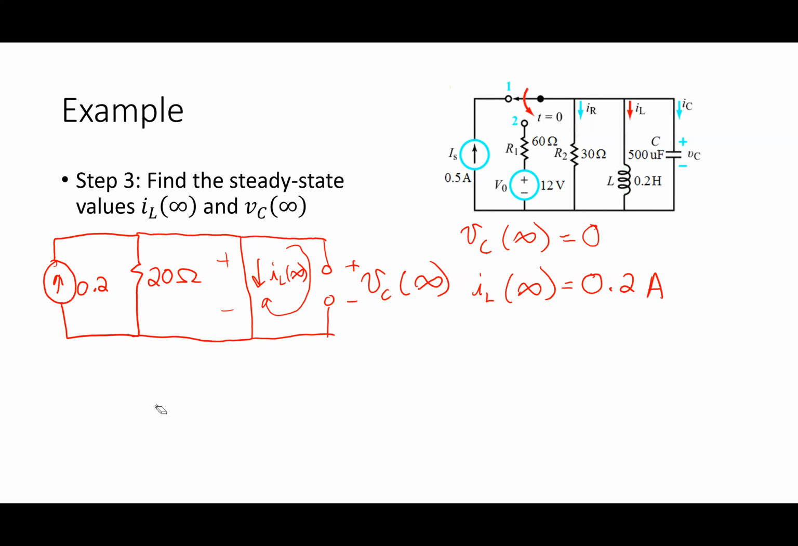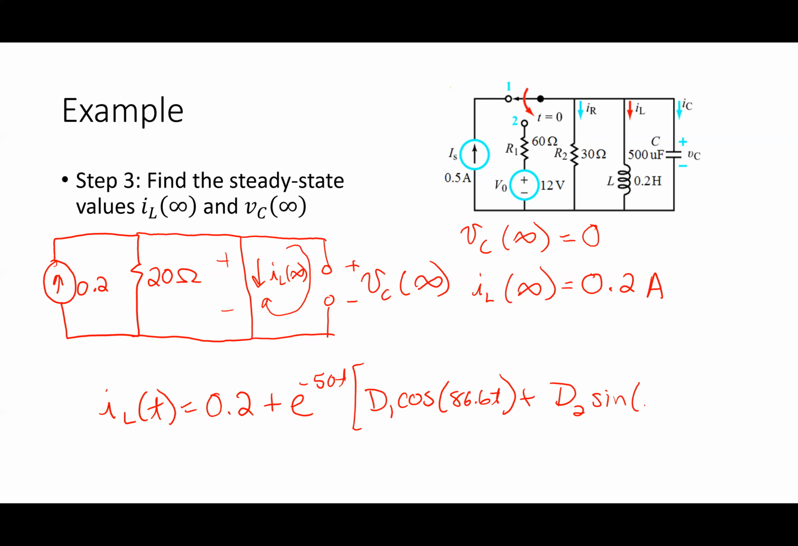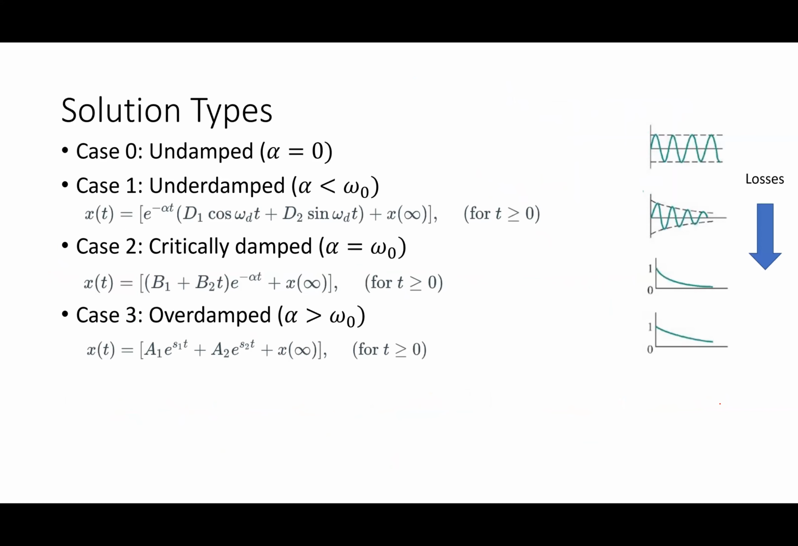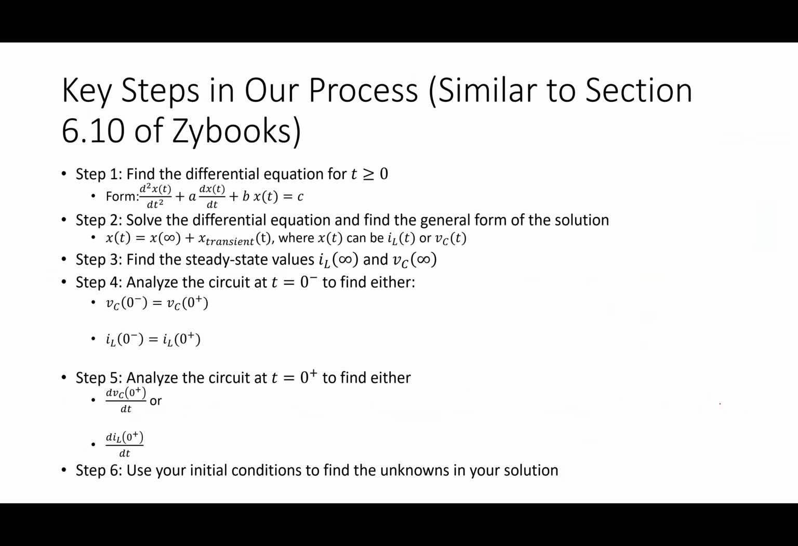So now I've got that 0.2 amps. So basically I have that IL of t is 0.2 plus e to the negative 50t times D1 cosine 86.6t plus D2 sine 86.6t. So I still have D1 and D2 to figure out. That's where the process gets a little bit different. Not different, but it's actually quite easy. But we have to think a little bit about the physics here.